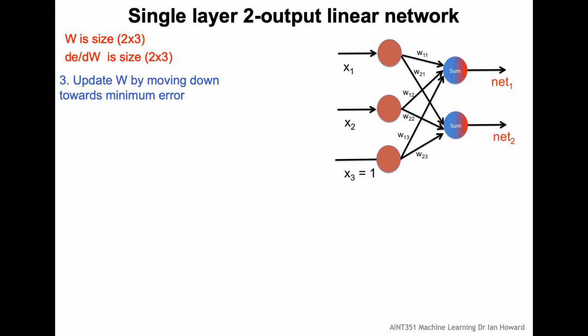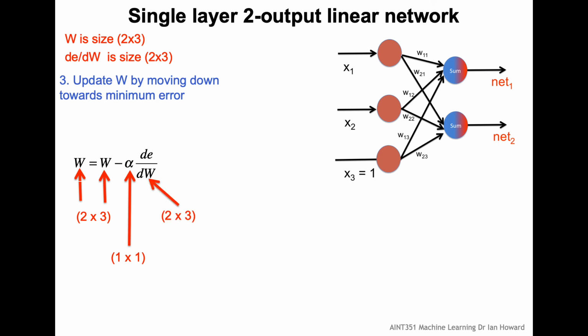So what we then do is update W by moving down towards a minimum error. So W goes to W take away scaling factor alpha multiplied by dE/dW. Again, like I said, the weight matrix is 2×3. Alpha is just a scaling factor, so that's actually a 1×1. So in actual fact, that's going to scale every element in dE/dW, which is a 2×3, but because we've got an alpha in front of it, it lets you scale with a 1×1. And this is then actually element-wise multiplication, because you're scaling each individual value of dE/dW by the alpha.